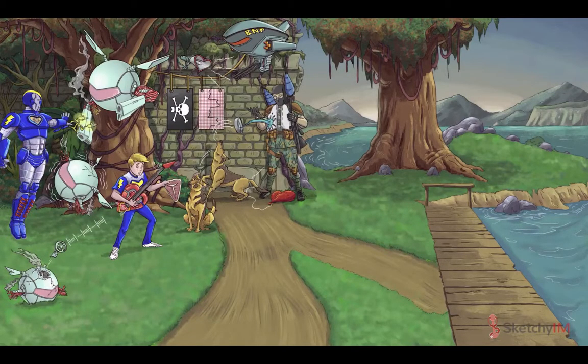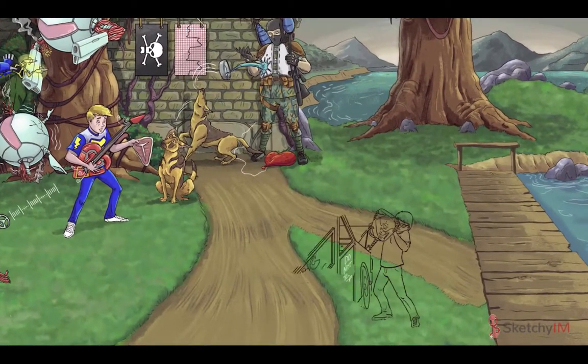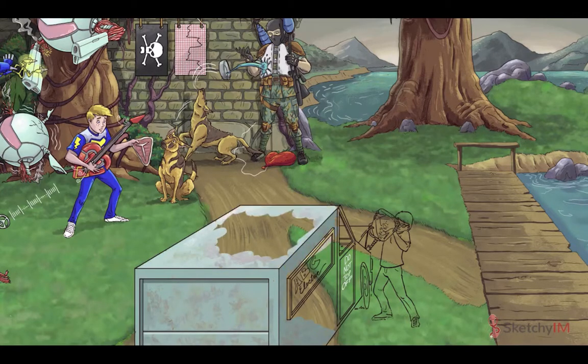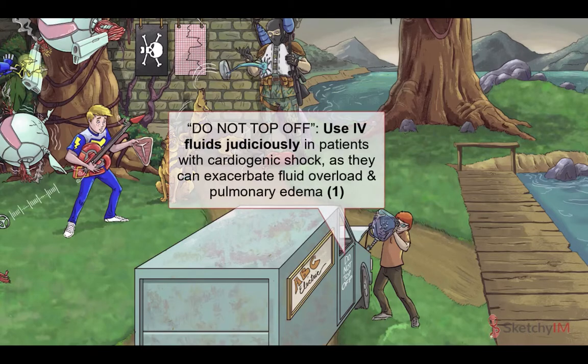However, once it's time to stabilize circulation, that's when the plan for cardiogenic shock starts to deviate from those other types of shock. IV fluids will still be a component of circulatory support, which is why we've brought back our shock force intern filling up the ABC electric truck with fluids. However, since the underlying problem is not a volume deficit, IV fluids should be used very judiciously. Hence the do not top off sign on the door of the truck.